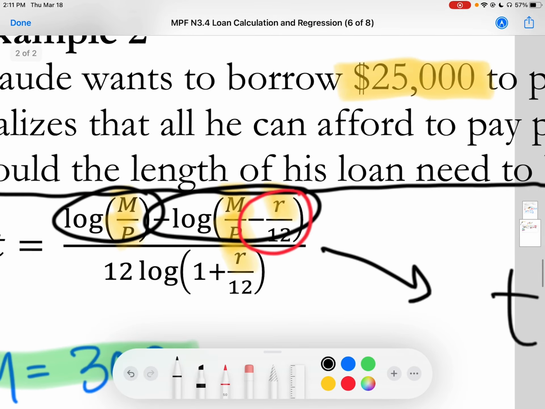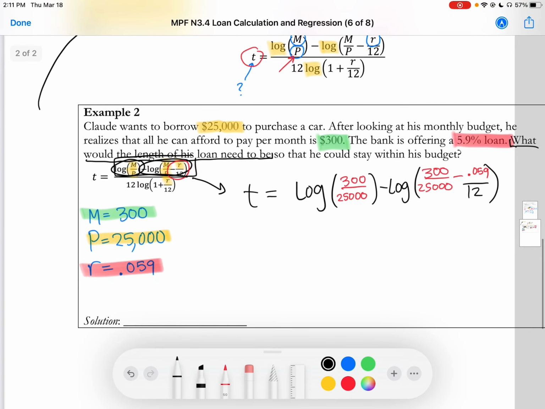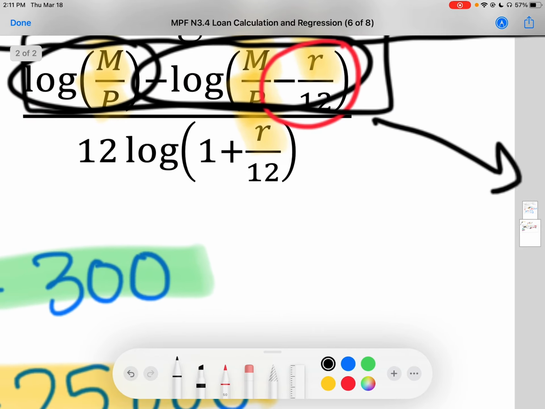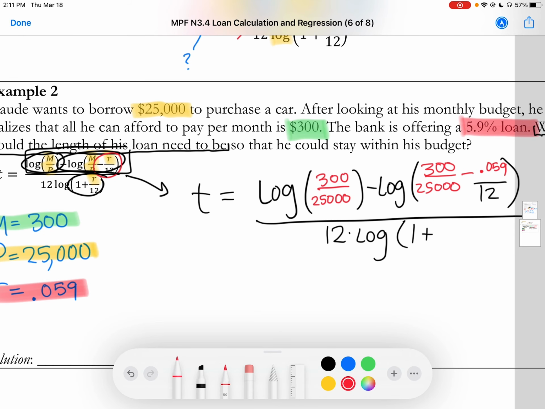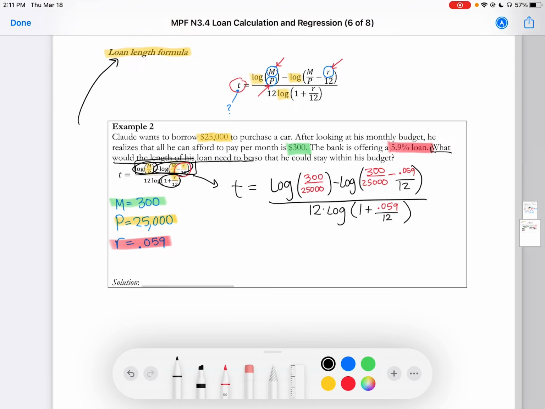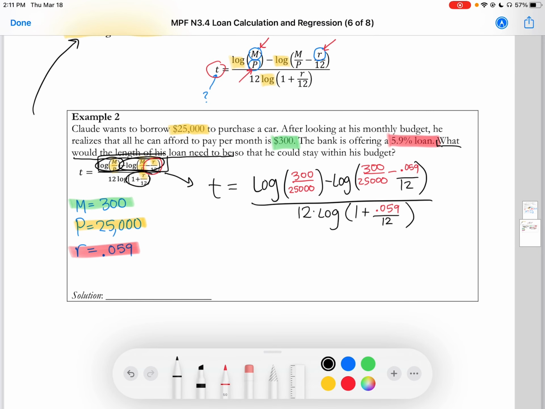I know I've made this kind of messy, but that's the numerator right there, and I plugged in all the M's, P's, and R's. Now let's do the denominator, which means what's in the bottom of the fraction. So let's look down here. 12 times the log of 1 plus R, which is 0.059, over 12. Sweet. All the red stuff is stuff I've plugged in. Now I'm just going to type this in my calculator and let it do its magic.